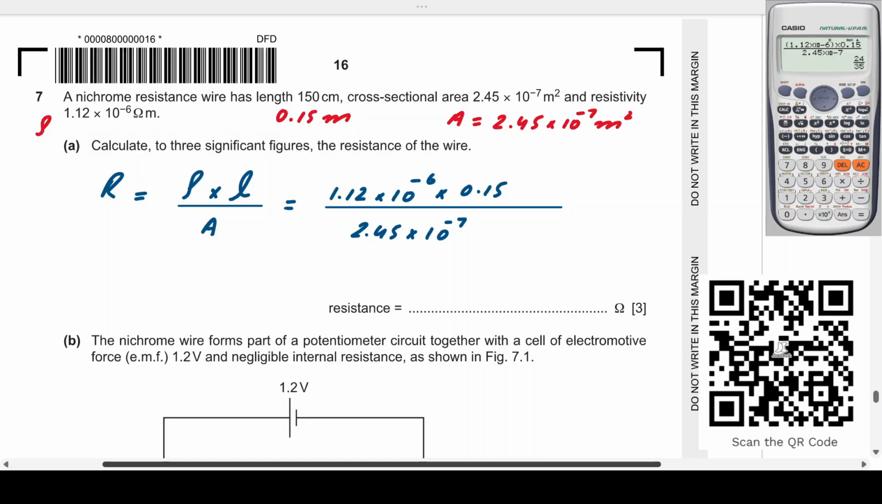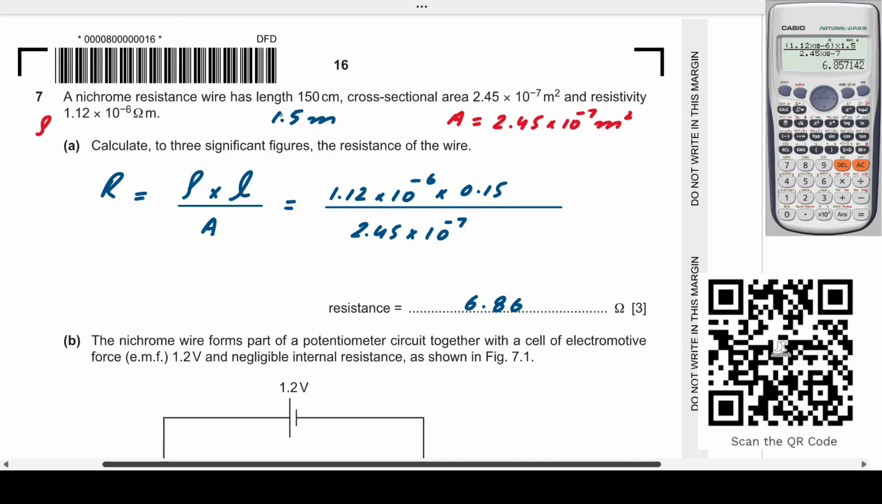Oh, sorry, my bad. The nichrome wire has length 150 centimeters, so 1.5 meter. My bad. So we get 6.857, which is 6.86 in 3SF.